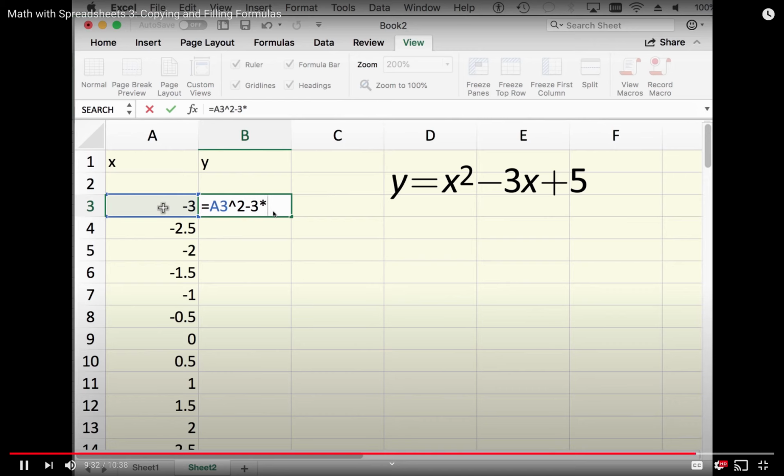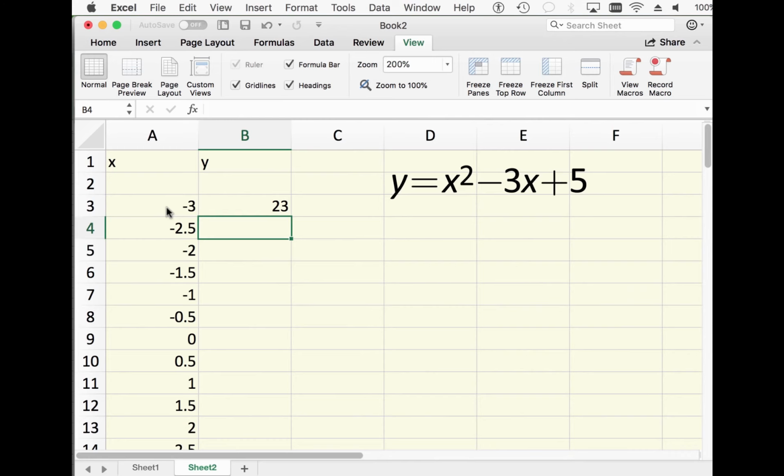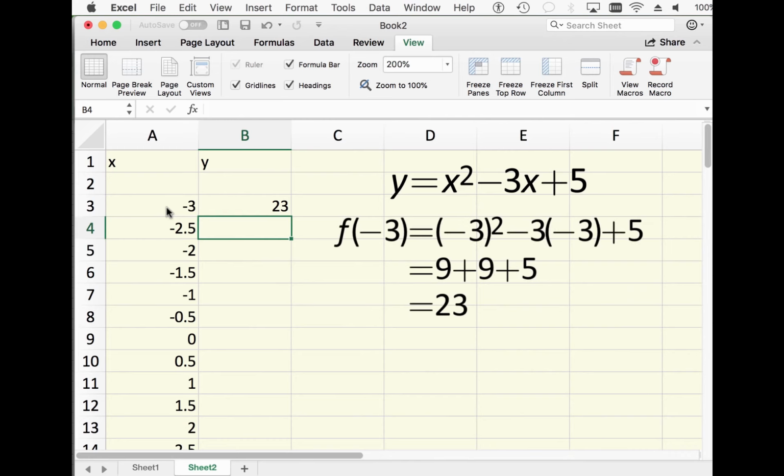You must put the asterisk. Algebra doesn't say 3 asterisk x, but Excel has to have the asterisk. And then to add 5, that's very simple. It's just adding a constant, just the number 5. And there it is at 23. It did it extremely fast, and that's a nice thing.